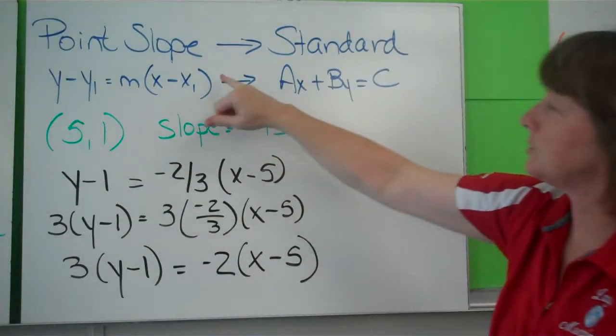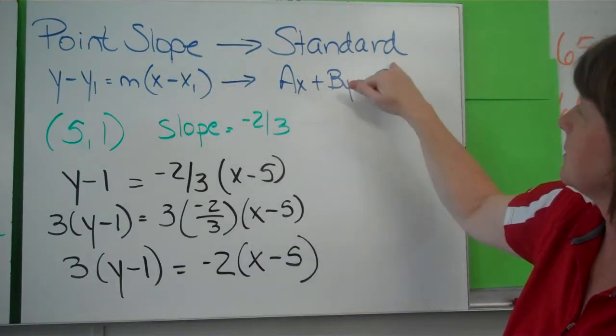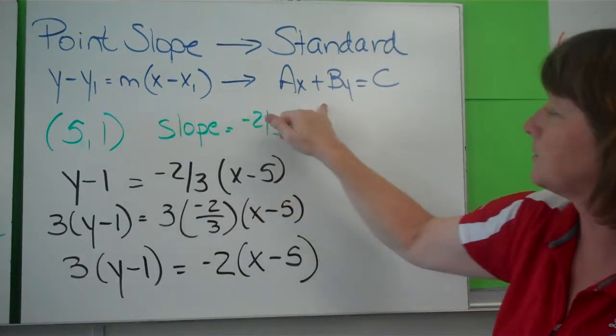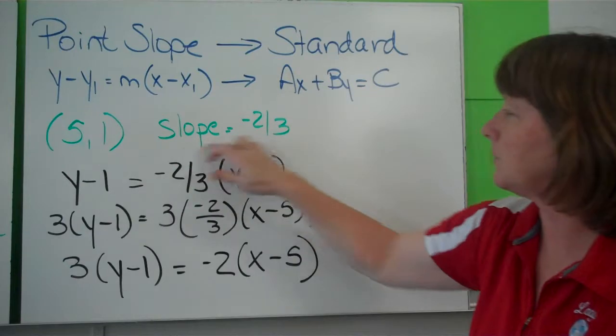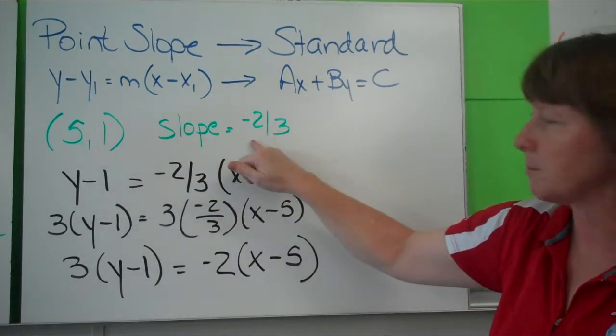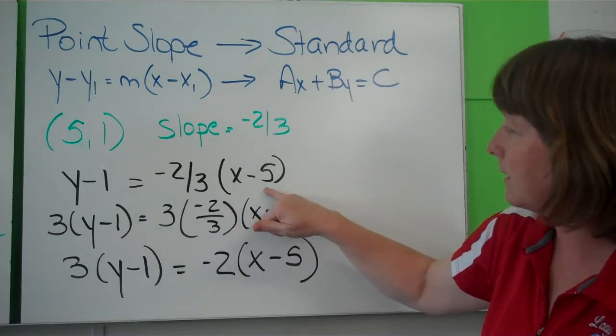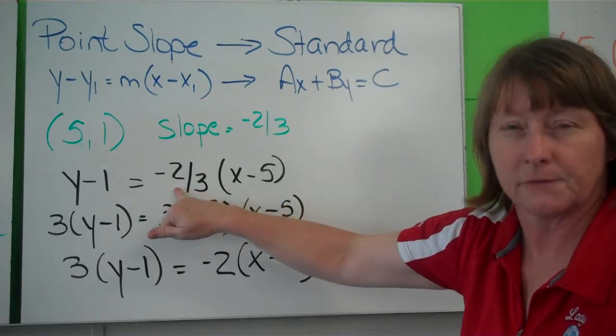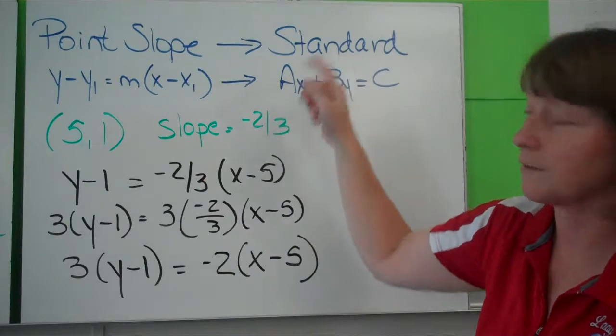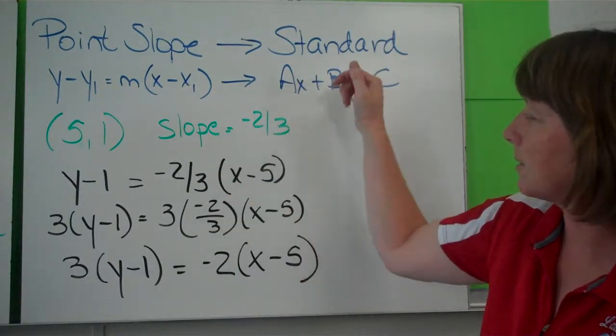They're going to ask you to take the point-slope form and turn it into the standard form. Here are the equations for both of them. If they give you the point and the slope, first you need to put it in the point-slope form, and then we need to get rid of this fraction. If you don't remember how to do that, go back and watch the video on the standard form. I think it's the part 2 video.